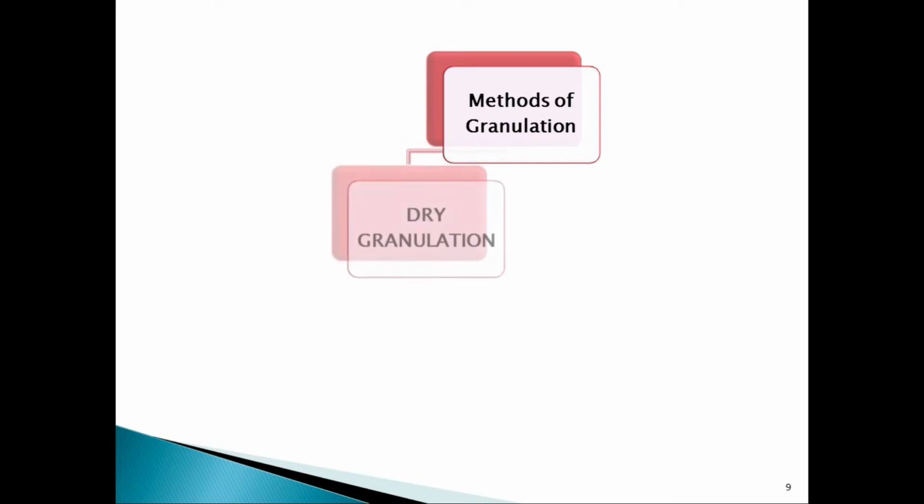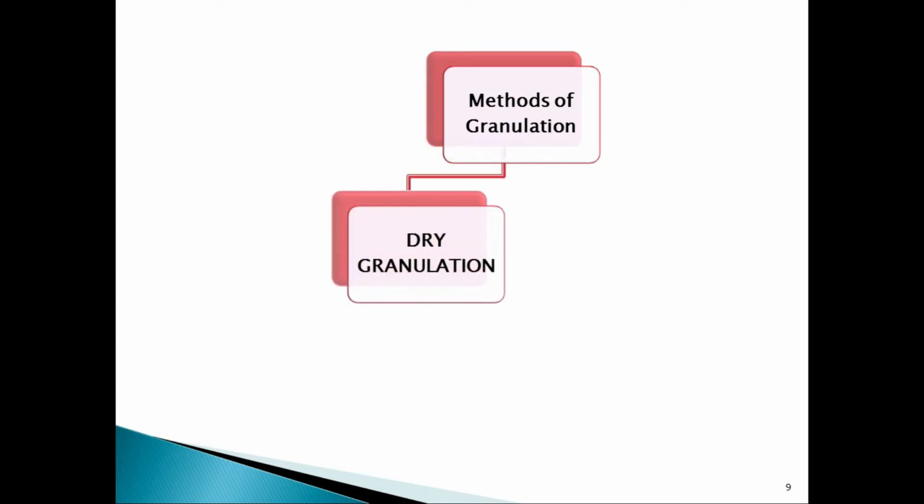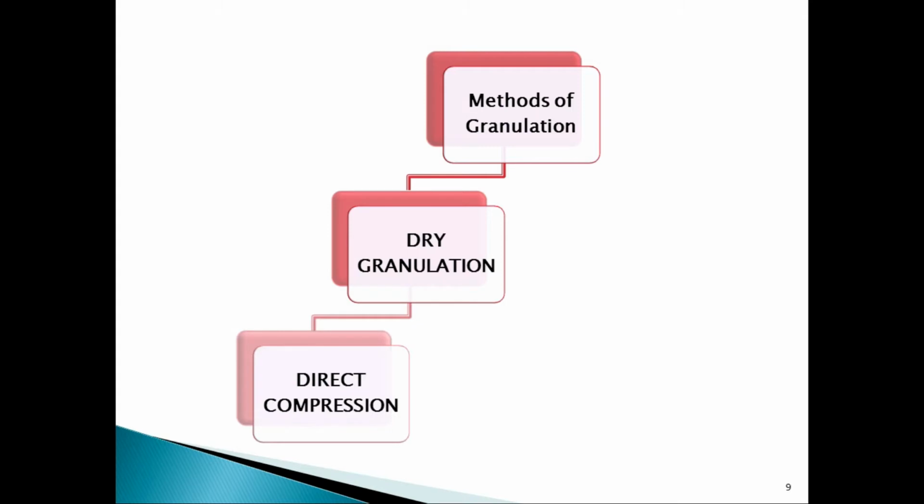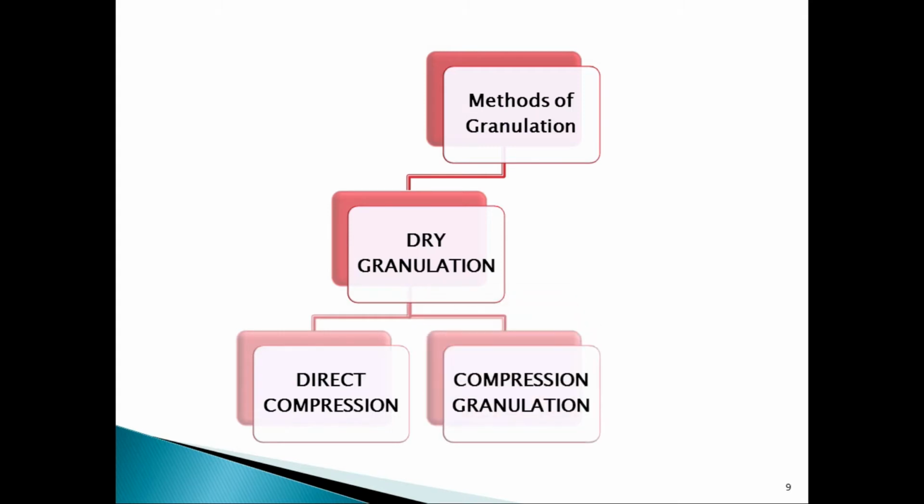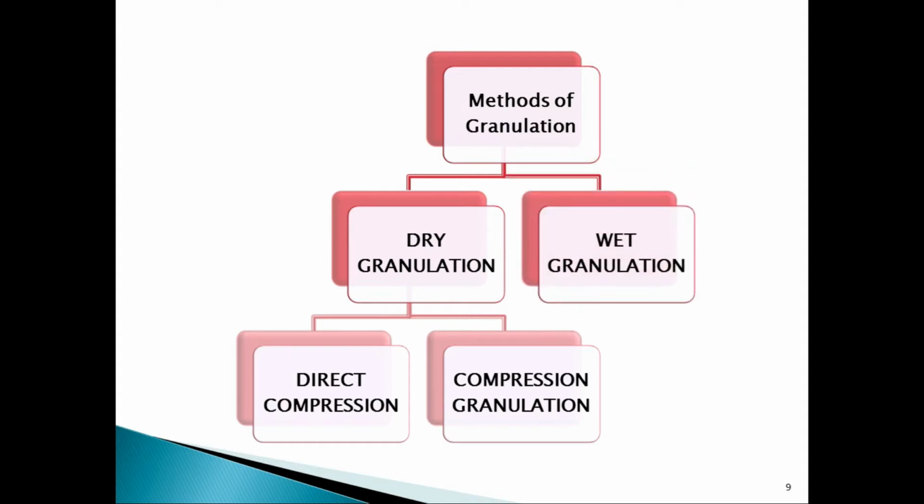Granulation methods: dry granulation, wet granulation. Dry granulation is again of two types. Most of the time you get confused in this. Dry granulation is of two types, that is direct compression and secondly compression granulation. So the methods of granulation: firstly, dry granulation, which is again of two types, direct compression and compression granulation. And secondly, a separate method we call wet granulation.